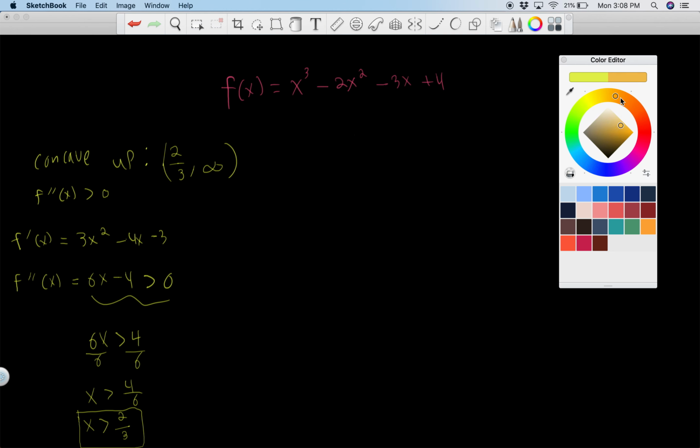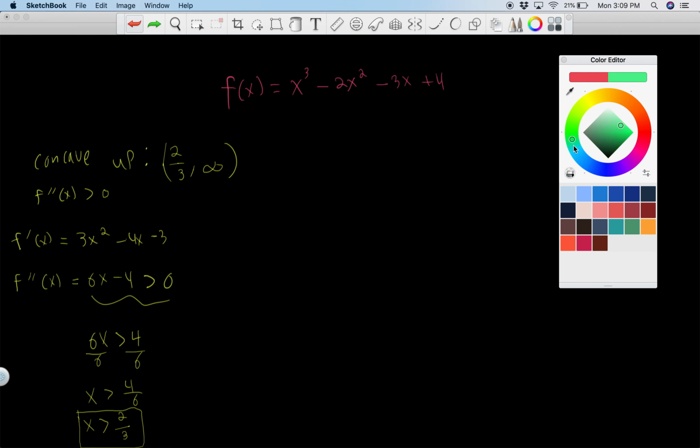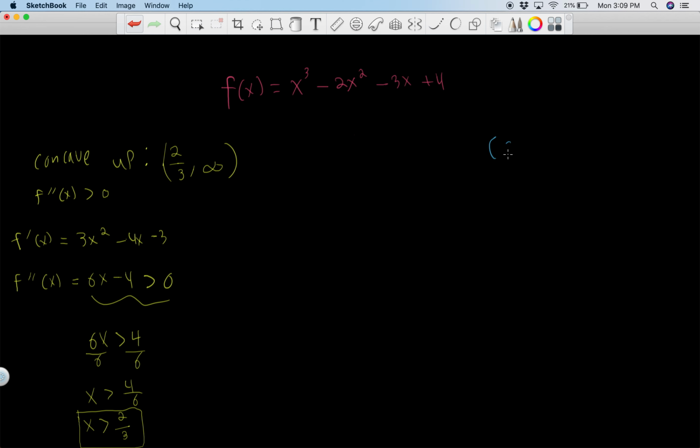Now for concave down, our guess was that it's from negative infinity to, again, the inflection point. So we should already be able to write the answer here, but let's just do it with math, with second derivatives once again. Let's do a different color here. So we know that it's concave down when the second derivative of x is less than 0.